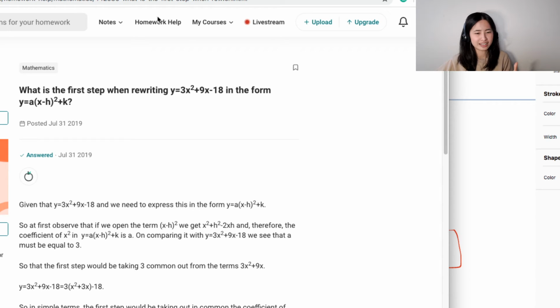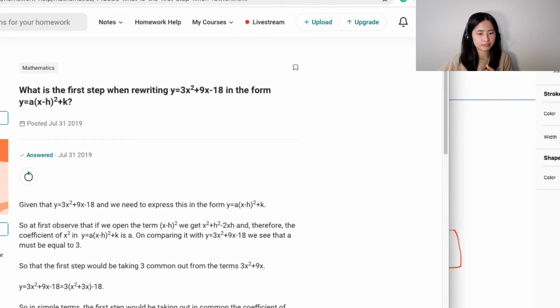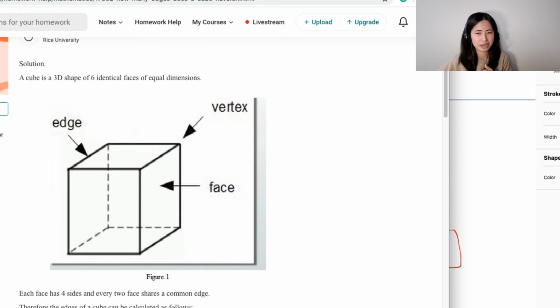Because if you try to memorize this formula, it's only going to be with you, or you're only going to remember this at some point in your life, and then probably you're just going to forget it. So yeah, that's just my opinion in terms of learning math.